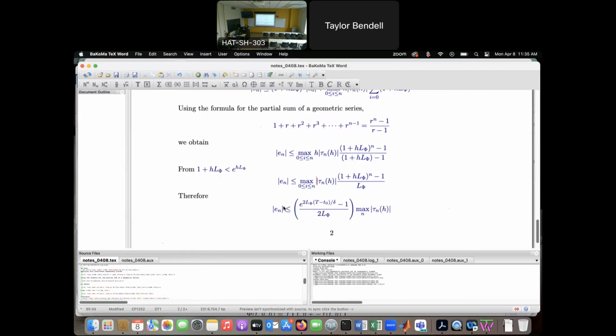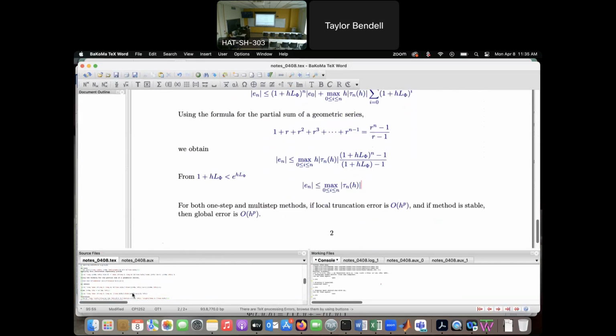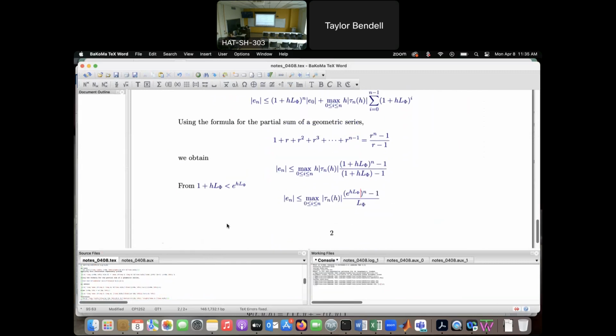Okay. And then here I replace with my exponential. So that's e to the HL phi. Okay. But then all of that's raised to the nth power. And n times h is equal to the difference between the final time and the initial time.